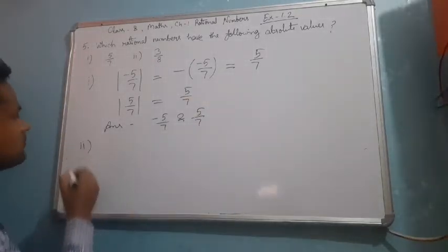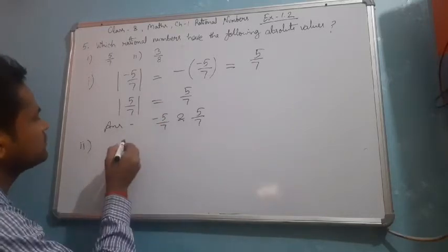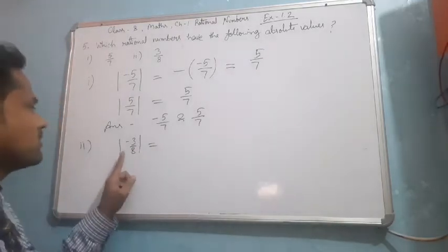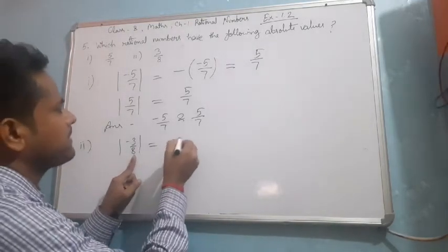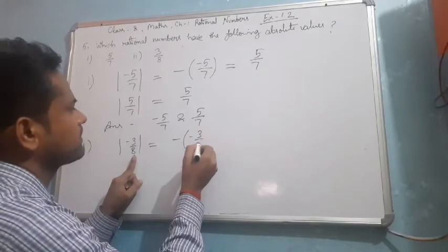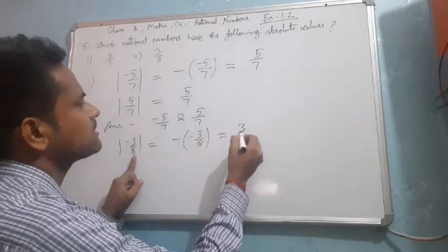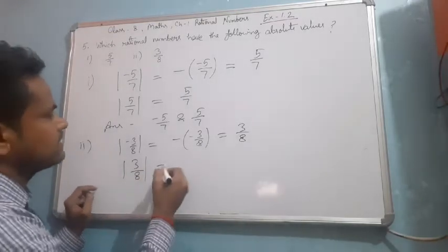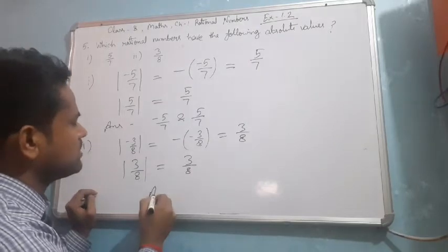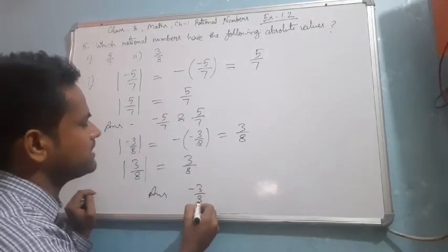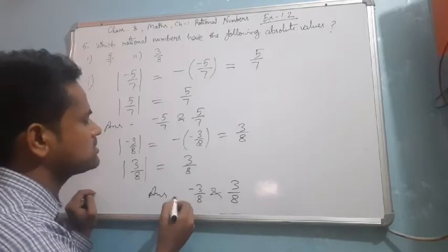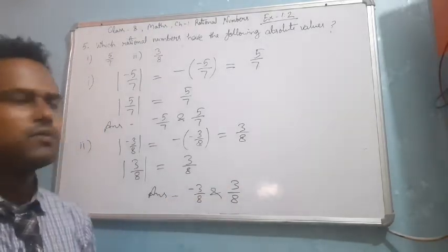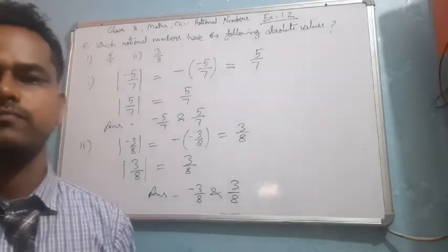Now the second part. If we take minus 3 by 8, then the absolute value of minus 3 by 8 is minus a, so it will become 3 by 8. If we take only the positive rational number 3 by 8, then it gives 3 by 8. So the answer is minus 3 by 8 and 3 by 8, whose absolute value is 3 by 8. Got it? So pause the video and note it down.